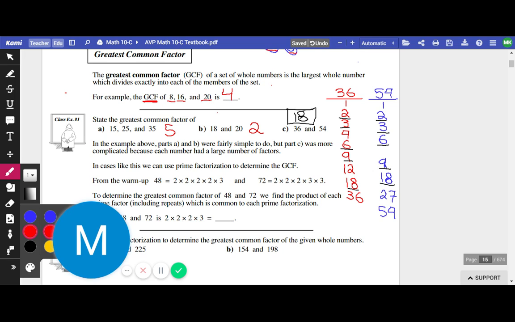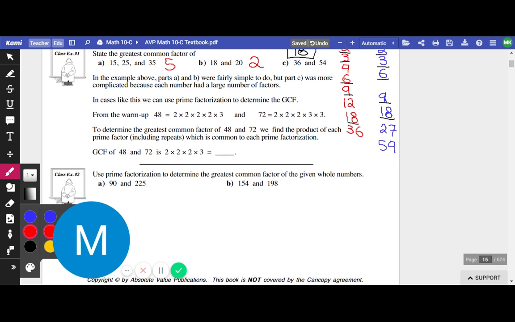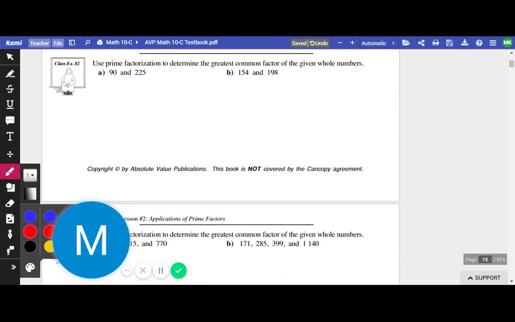All right, looking at how prime factorization works, we're just going to skip down to an example. Because I have a little bit of a different strategy than most people when it comes to getting the GCF of big numbers. So I look at this question, it says use prime factorization. Prime factorization means the tree. Okay, so use the tree to determine the greatest common factor of the numbers given. So I need to do a tree for both of these.